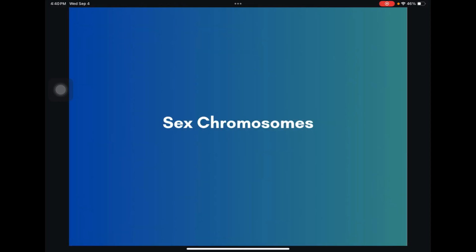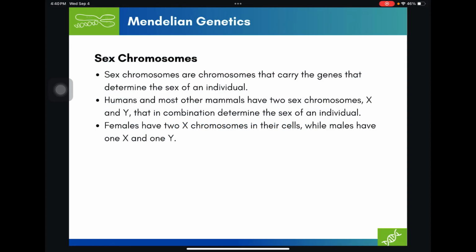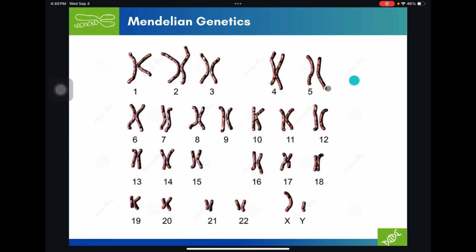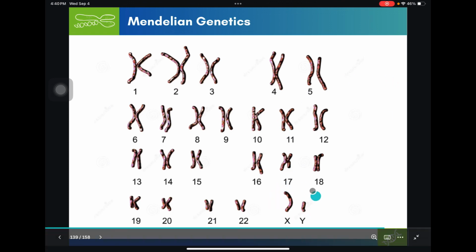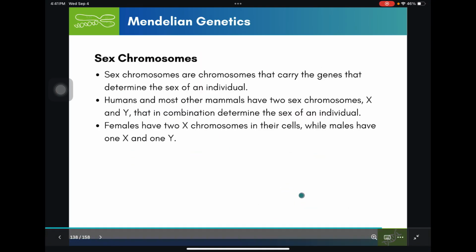Now down to the sex chromosomes. The sex chromosomes, as discussed earlier, are actually our last pair in our human karyotype, and they are not numbered. They specifically have the X or Y chromosomes: XY for male, and XX for female.